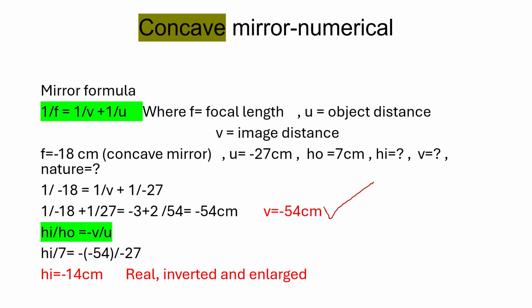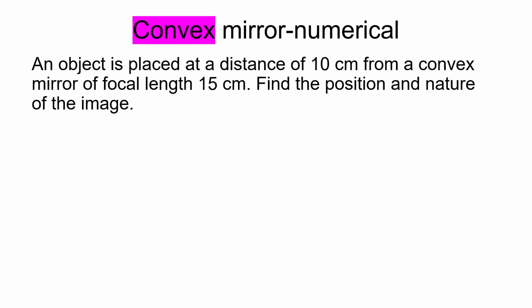So this is for the concave mirror. Let me tell you for the convex mirror. Here, you know, the convex mirror has only 2 cases, and the image formed is virtual, erect, and diminished, highly diminished. So in this case, an object is placed at a distance of 10 centimeters. Now I'm writing, U is always taken as negative, so it is minus 10 centimeters. And the focal length, because it is a virtual focus, will be plus, so it is 15 centimeters. Now find the position and nature of the image.